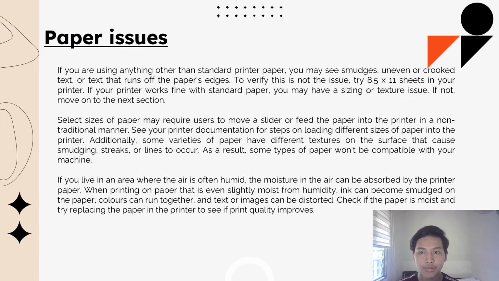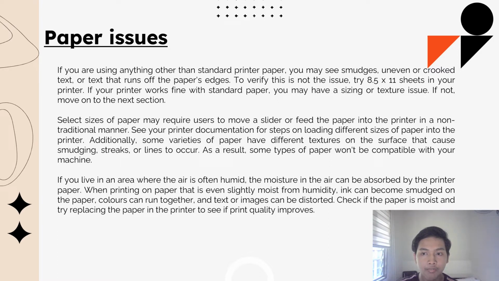Paper issues. If you are using anything other than standard printer paper, you may see smudges, uneven or crooked text, or text that run off the paper's edges. To verify this is not the issue, try 8.5 times 11 sheets in your printer. If your printer works fine with standard paper, you may have a sizing or texture issue. If not, move on to the next section.